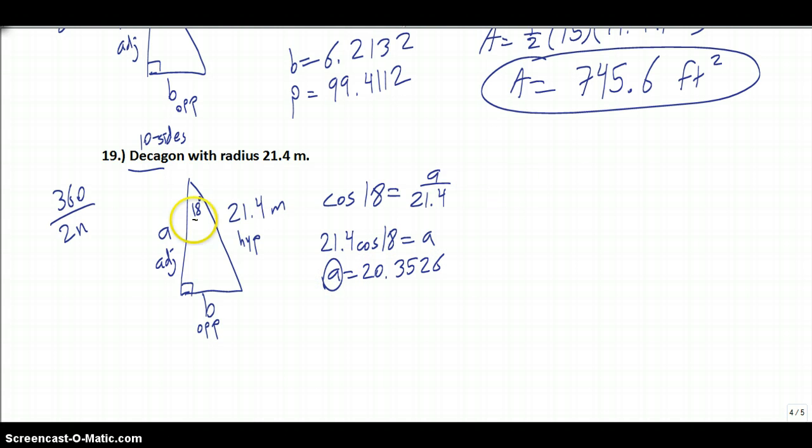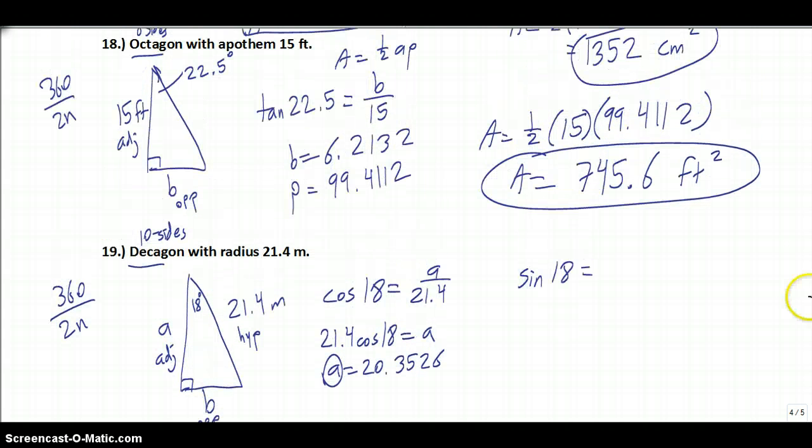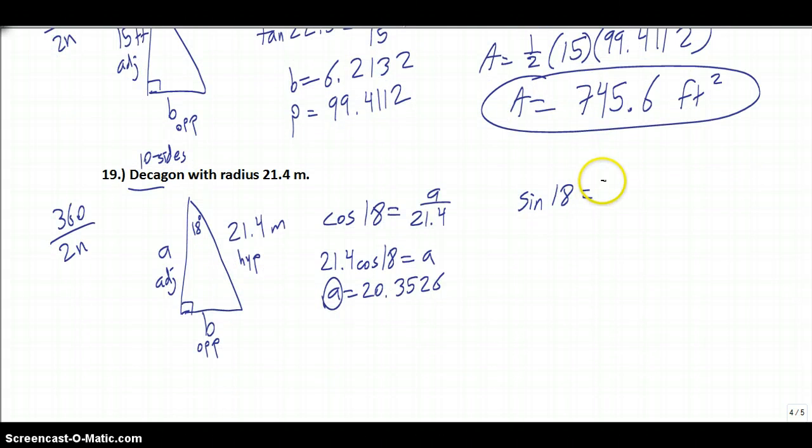Let's find B now. Well, B is the opposite, and we have the hypotenuse, so that'll be sine. You'll notice if they give you the radius, you're going to use sine and cosine. If they give you either the apothem or a side length, you're going to be using tangent. So that'll be an interesting observation. We'll see what you guys do with it tomorrow. Anyway, 21.4 times the sine of 18 is going to equal B. Let's see, 21.4 sine of 18 gives me 6.6129. Oop, that 29 will round up to 30.